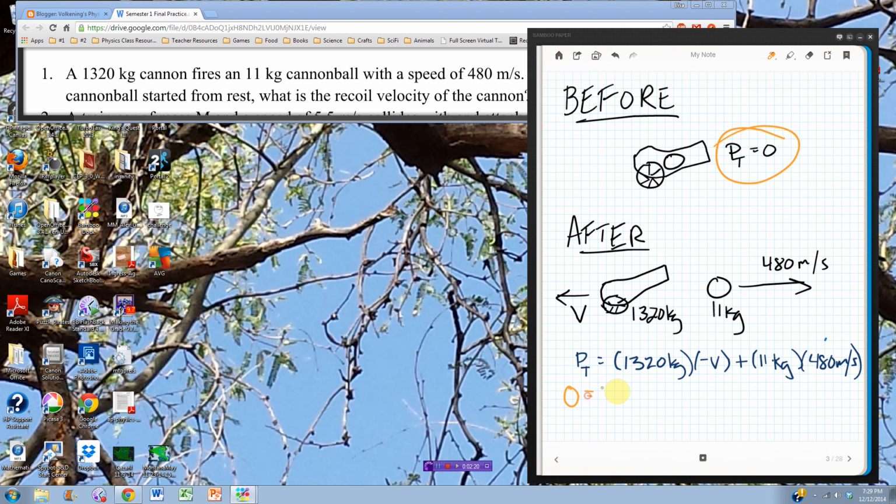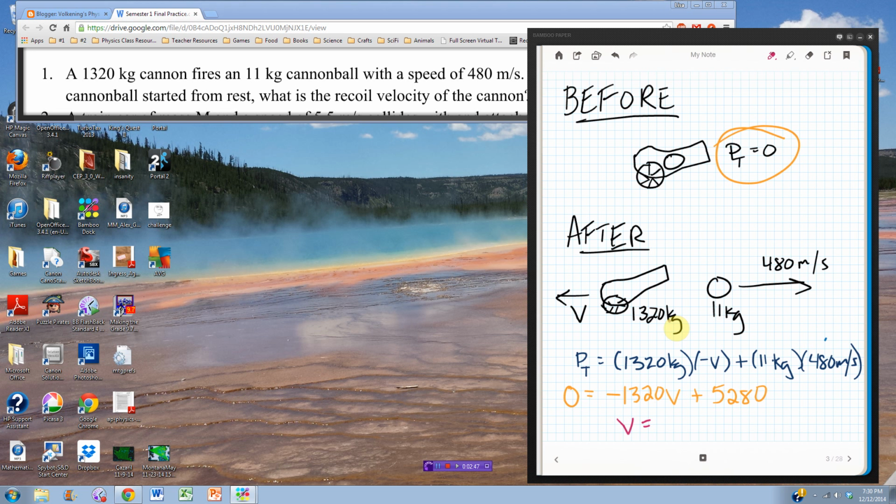So what I have here is 0 equals negative 1,320v plus 11 times 480, which is 5,280. Okay, and I just have to solve for v, so that needs to go over there and then divide by 1,320, and I end up with a final velocity backwards of 4 meters per second even. That is the recoil velocity.